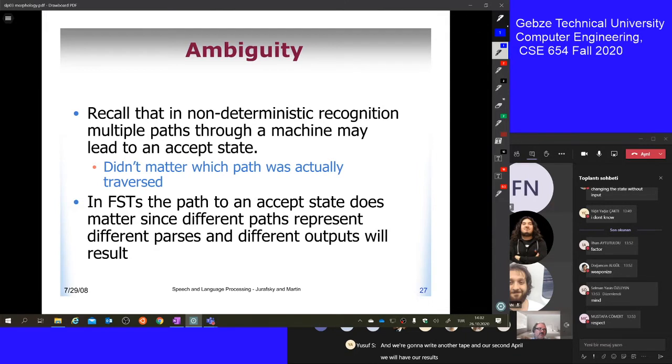And of course, ambiguity will be there as always with any NLP application. That means that you read from one tape. When you write to another tape, you might have more than one parse. Okay, so your finite state transducer might recognize the same input in many different ways.